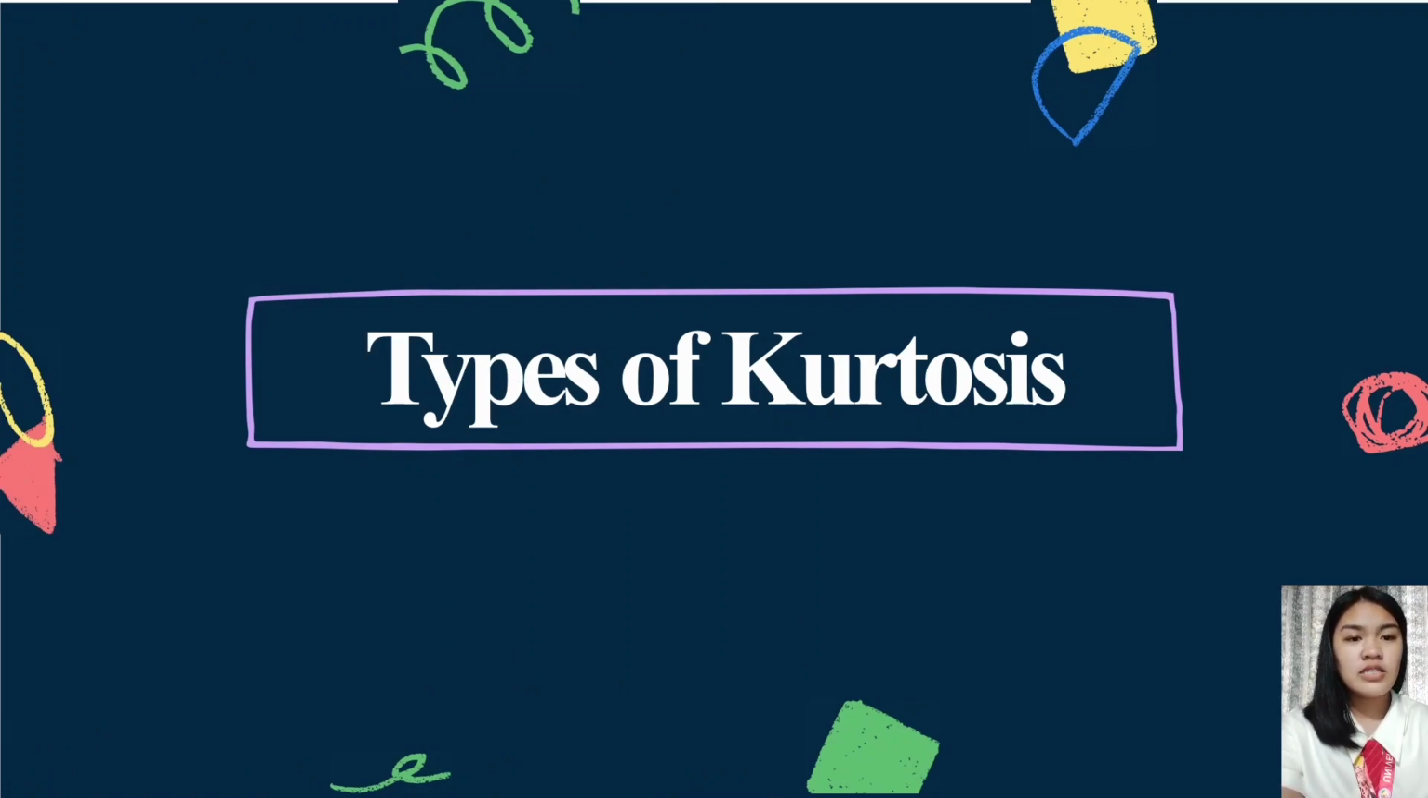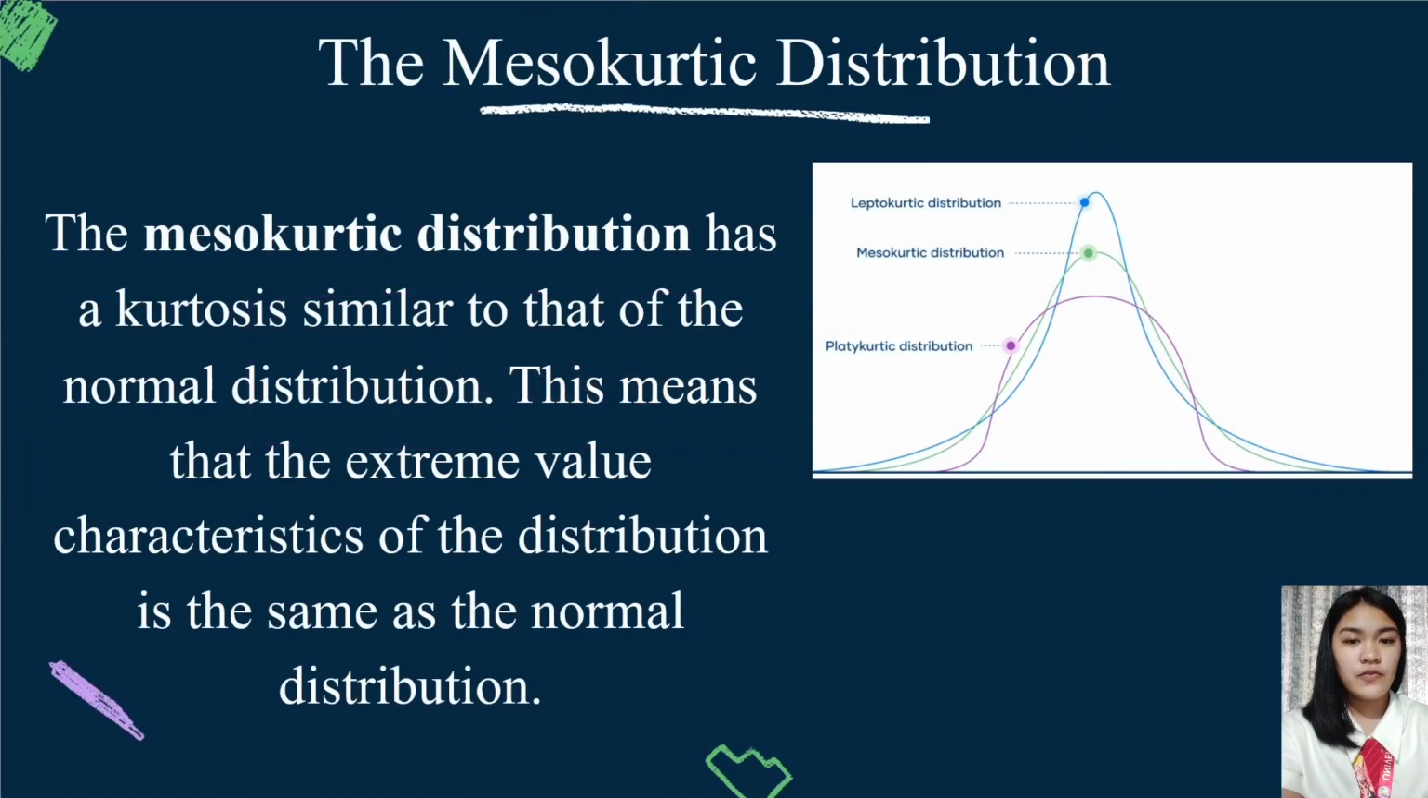All three kinds of kurtosis are compared against the standard normal distribution. The first type of kurtosis is the mesokurtic distribution. The mesokurtic distribution has a kurtosis similar to that of the normal distribution. This means that the extreme value characteristics of the distribution are the same as the normal distribution.